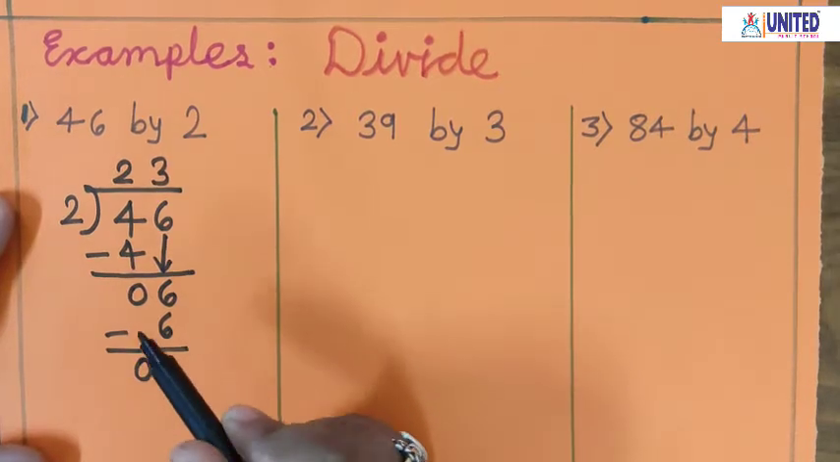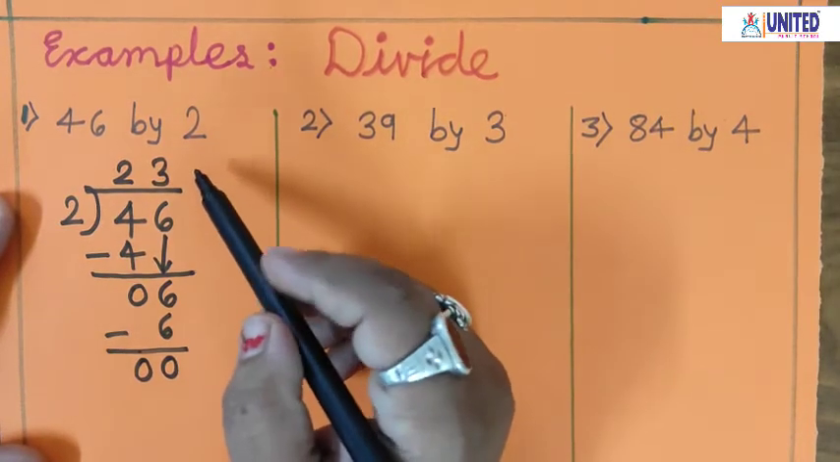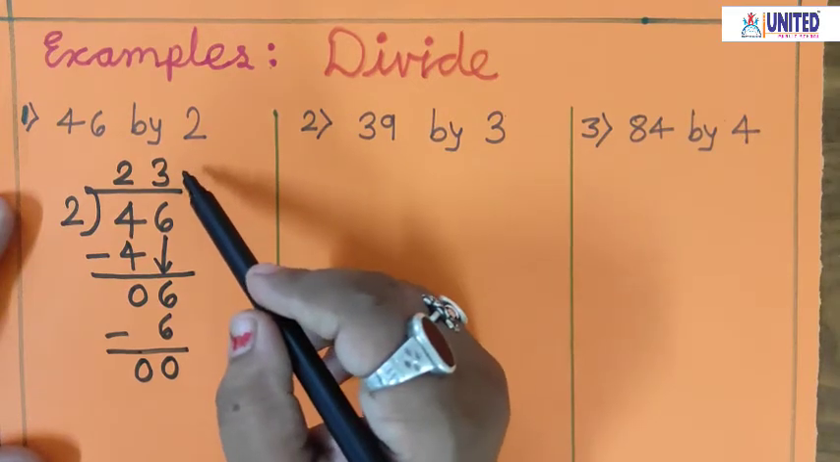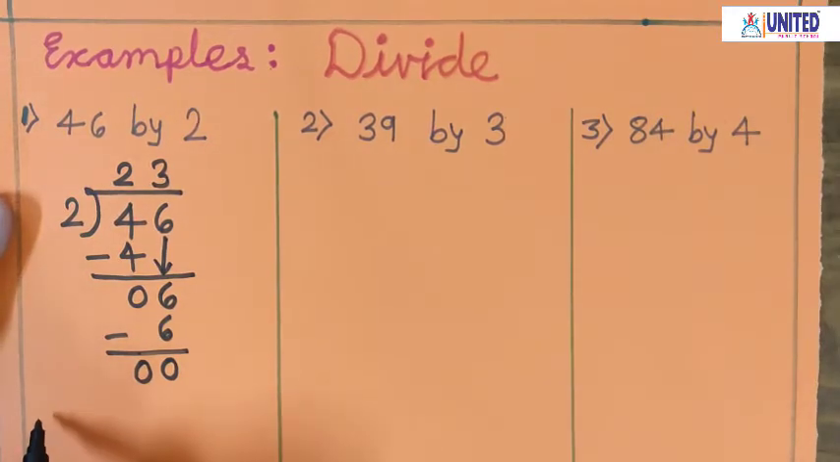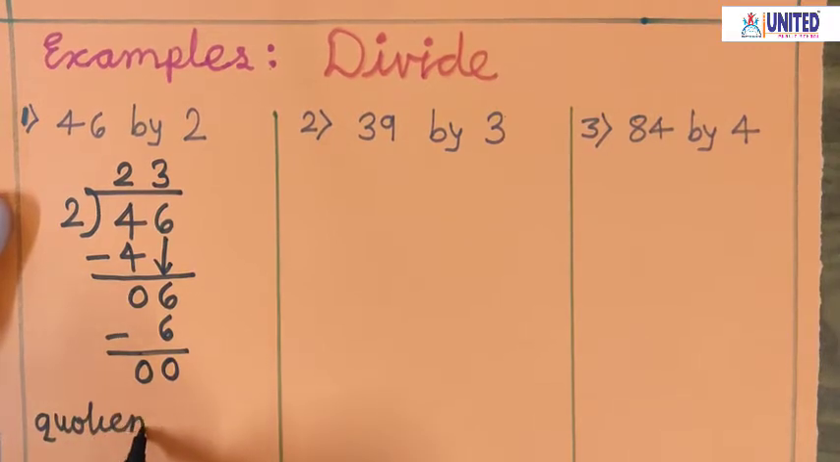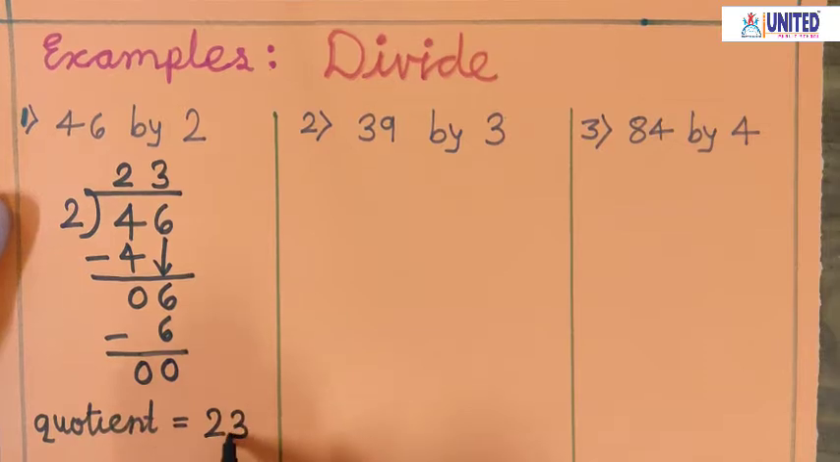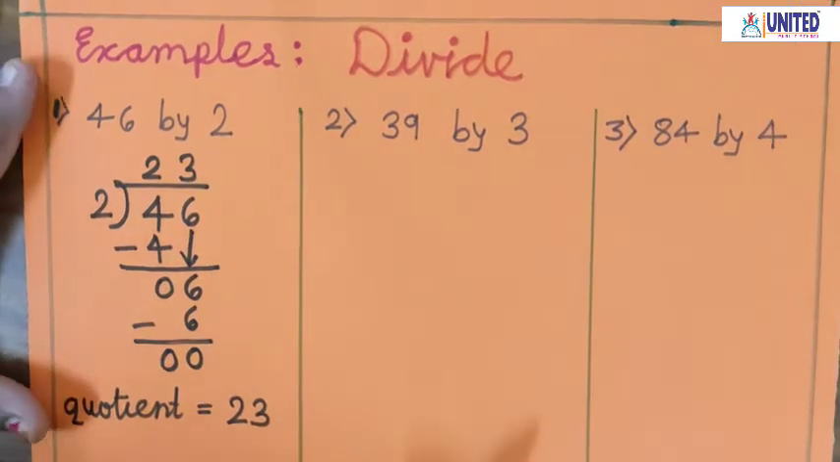So what is our answer? Our answer, that means quotient, is 23. Okay. And remainder is 0. Okay. So you have to write down the quotient is equal to 23. Okay.